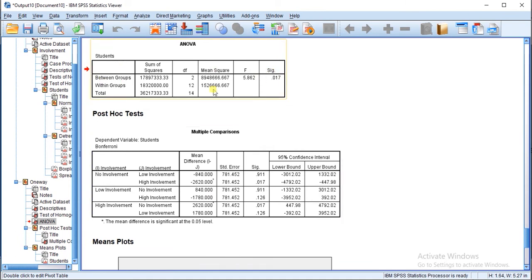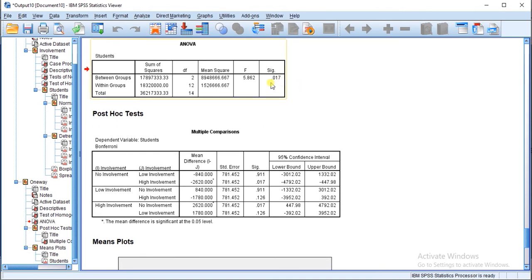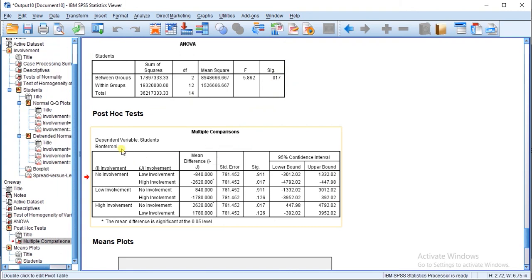Now this is the ANOVA table. The ANOVA table tells us whether the difference is significant or not. Here the p value is less than 0.05. It means involvement impacts the increase in the number of students in schools. So teachers should be involved with students. But here we cannot say whether low involvement is working or high involvement. That is why we use the Bonferroni test, post hoc analysis.